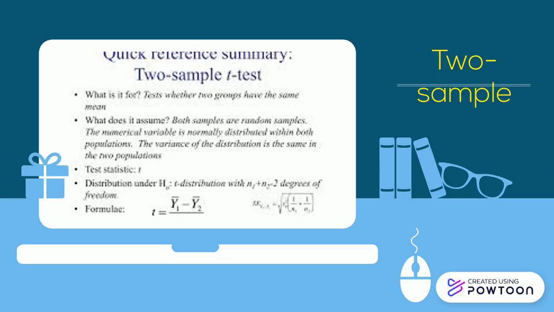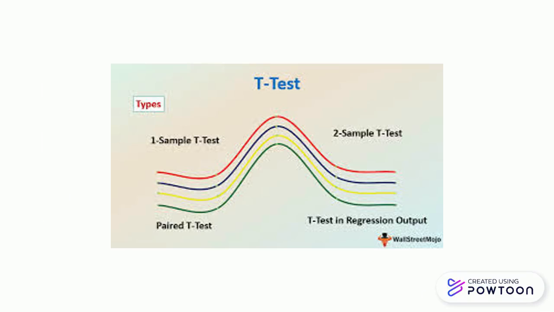Next, a two-sample t-test tests whether two groups have the same mean. And last, dependent t-tests for paired samples are tests used when samples are dependent. That is, when there is only one sample that has been tested twice.